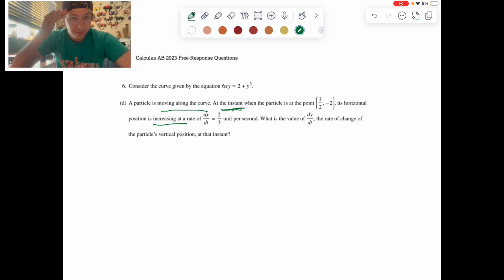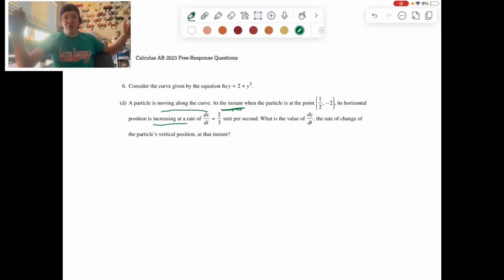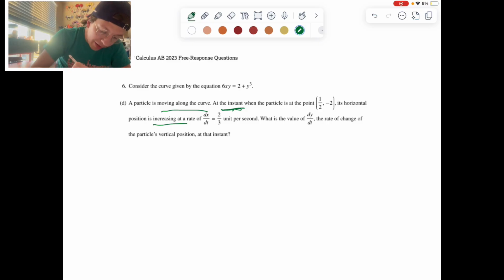All right, so this is a big sign that's saying, hey, we're looking at time at an instant. We are talking about related rates. We need to take the derivative of our original equation in terms of time. So I'm going to write down my original equation.